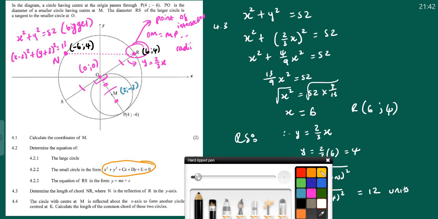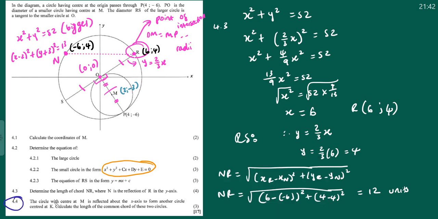Then the last question, which is 4.4, the circle with center at M, this one, is reflected about the x-axis. Very good. What a beautiful question. It's reflected about the what? The x-axis. What does that mean? X will not change. It will remain as 2. But y is going to change the sign. So it will now be 2 and 3.